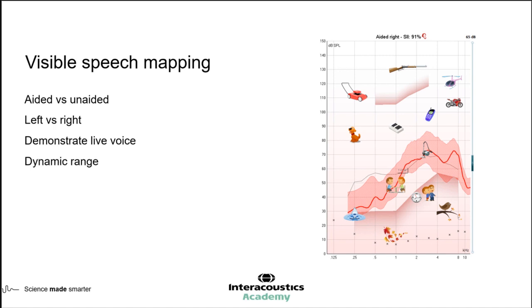In visible speech mapping, you can demonstrate the dynamic range and the usable area. At the bottom, the darker line is the audiometric threshold, and the darker line at the top is their uncomfortable loudness levels. So if somebody does have a particularly small dynamic range, then it's a really nice way of explaining that and demonstrating it. And I really like this view better than I like an audiogram.